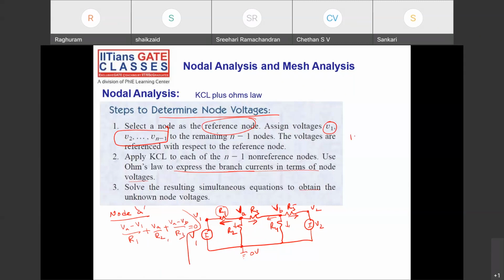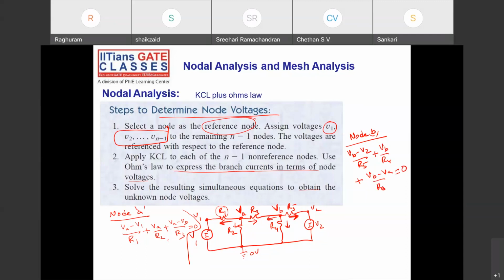See, for node B. Node B equation. What is the leaving current, starting with this? (VB minus V2) by R5, plus, what is the leaving current here? (VB minus 0) by R4, plus, what is this leaving current? (VB minus VA) by R3 is equal to 0. This is the node B equation.